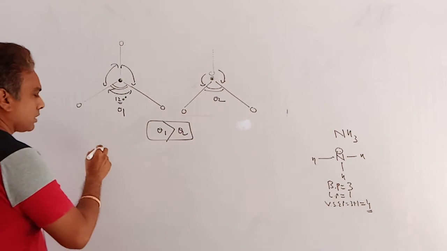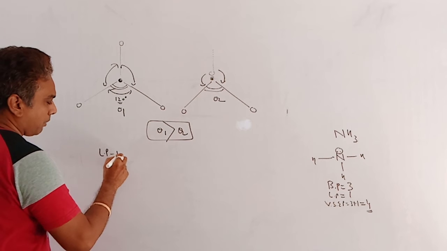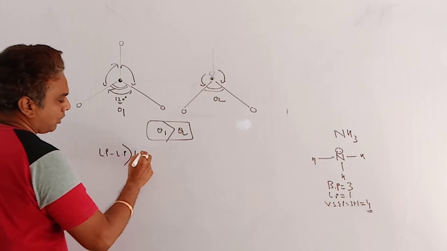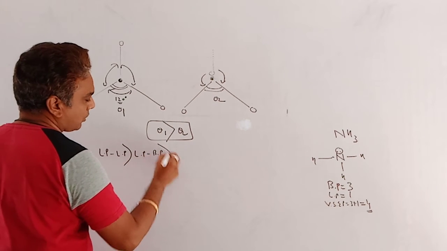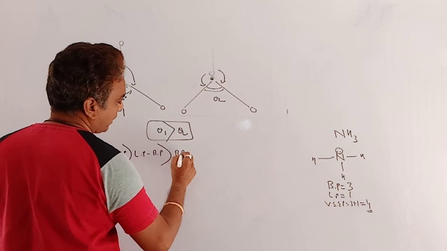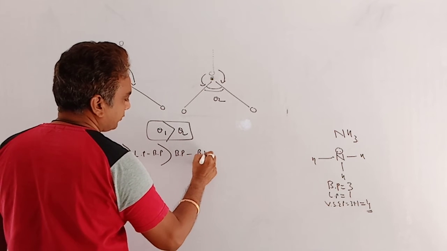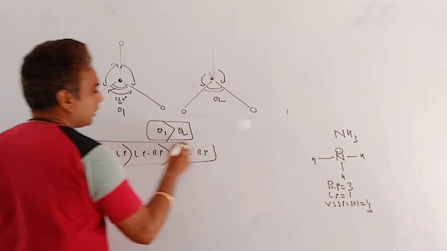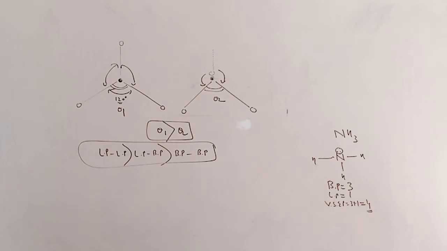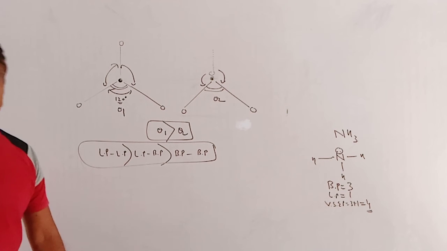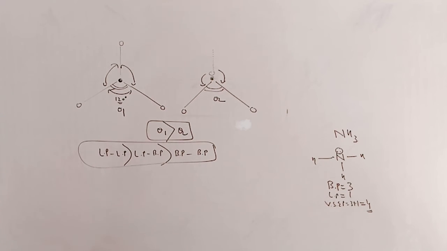Why? Since lone pair-lone pair repulsion dominates over lone pair-bond pair repulsion, which dominates over bond pair-bond pair repulsion. This is the point. That's why the bond angle decreases on increasing the lone pairs around the central atom. Clear?